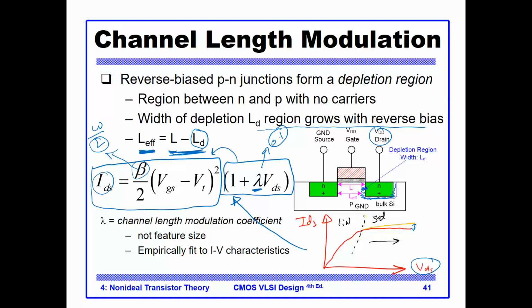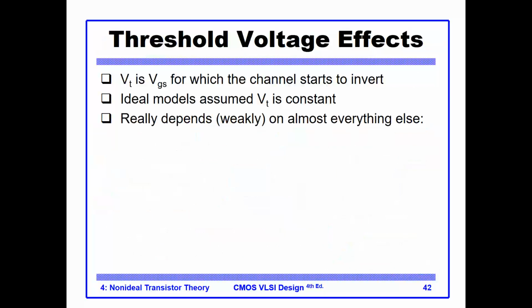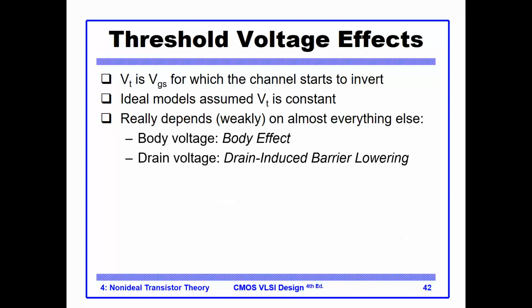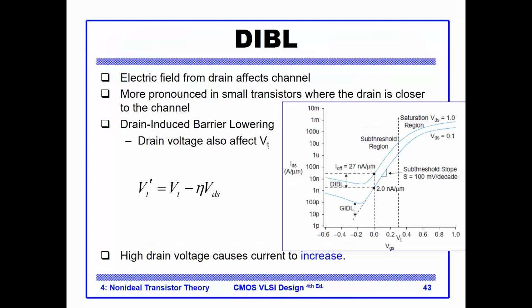Okay, so this is the channel length modulation, which basically says that the current in saturation increases slightly because of the increase in the depletion region around the drain. And this happens when the device is in saturation. Now, the effect on the threshold voltage, we say there are three effects: body effect, drain-induced barrier lowering, and short channel effect.